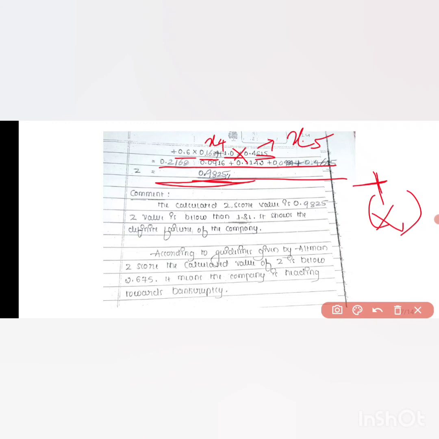We have calculated this in our first 5 marks problem. If you don't know how to calculate this, please go and watch that video, you will get an idea. So now our z-score value is 0.9825. In our question, they have asked us to comment on the z value. We have to write the comment also. Whether they ask or not, that is secondary. We compulsorily have to write the comment.